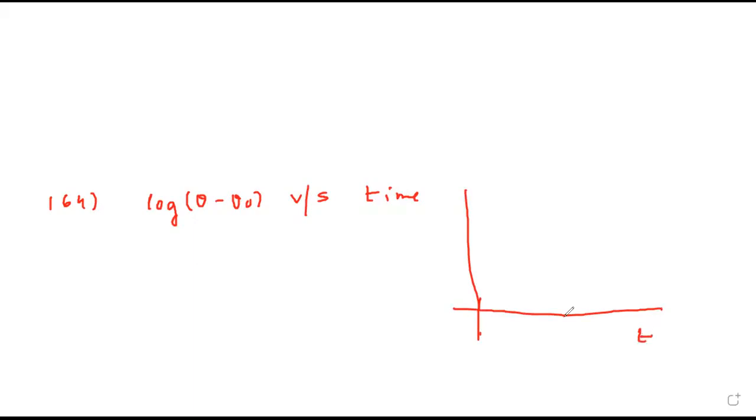We need the graph of time versus log. Any relation between theta minus theta 0 and something by Newton's law of cooling? By Newton's law of cooling, any relation between theta minus theta 0 and something?